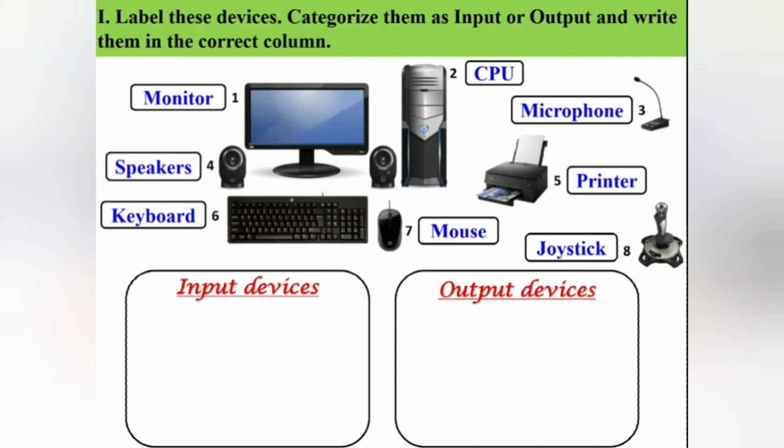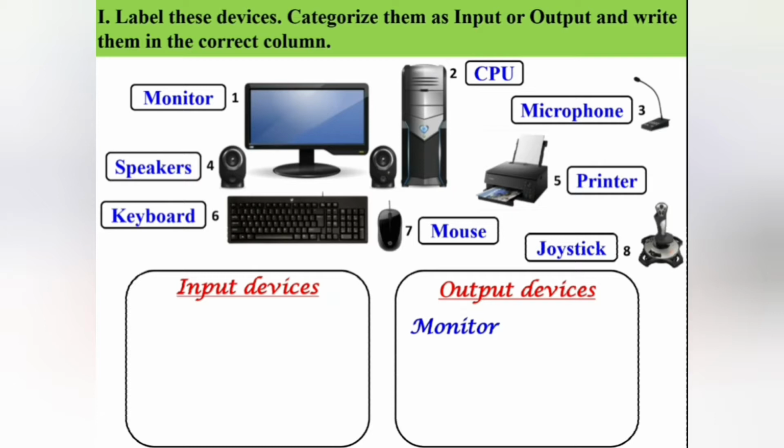So, now we have found the name of the given devices and we are going to arrange them in the correct category, in the correct column. Okay. So, what is the first one? Monitor. Which category does the monitor come under? Monitor is the output device, no? So, it comes under the category of output devices.